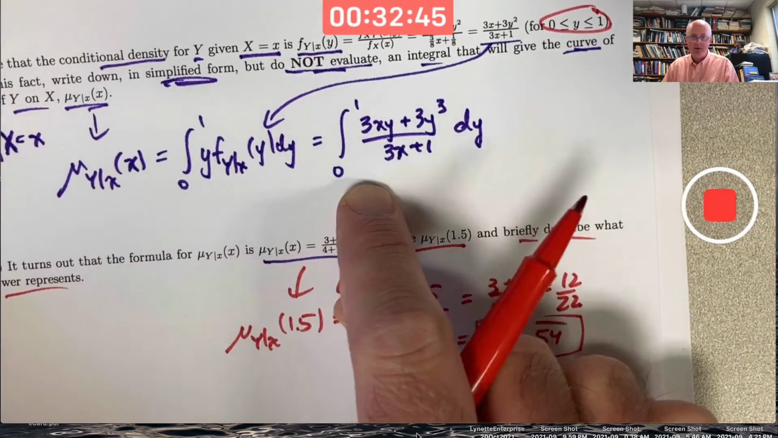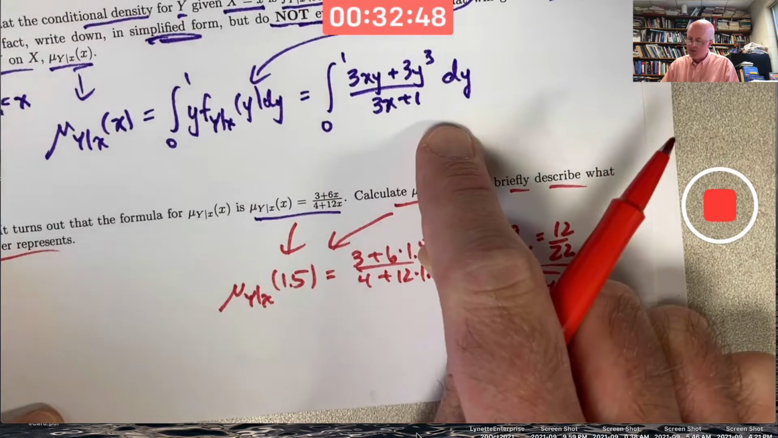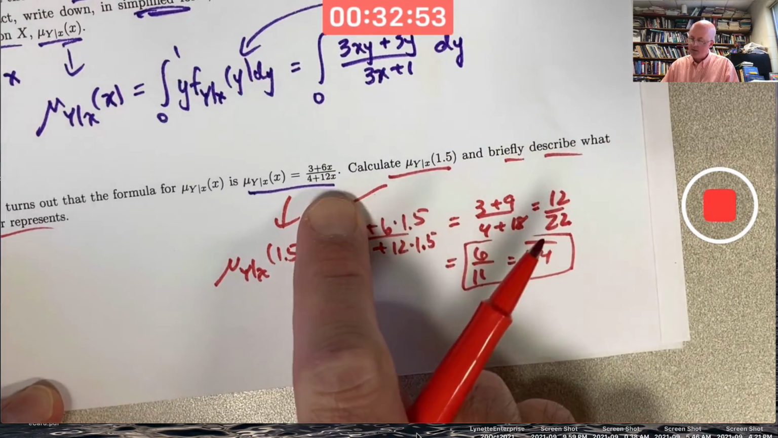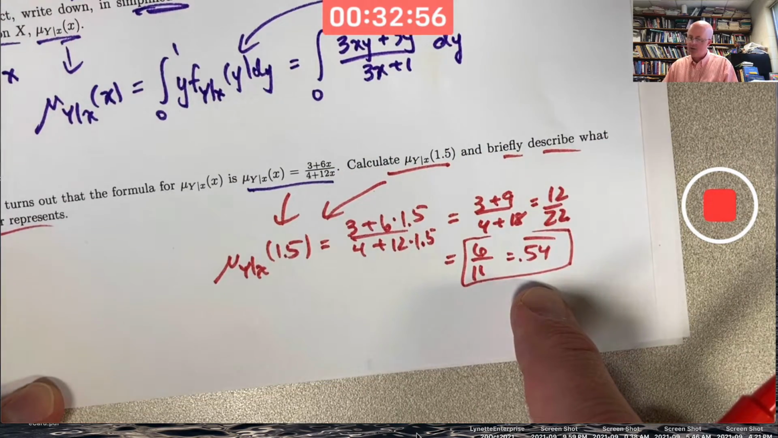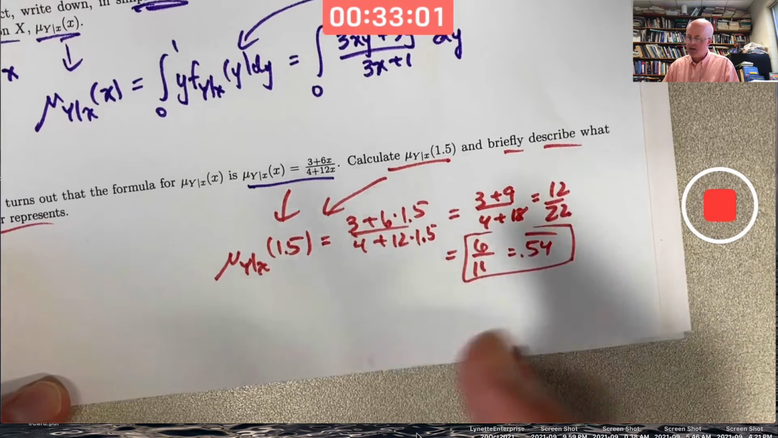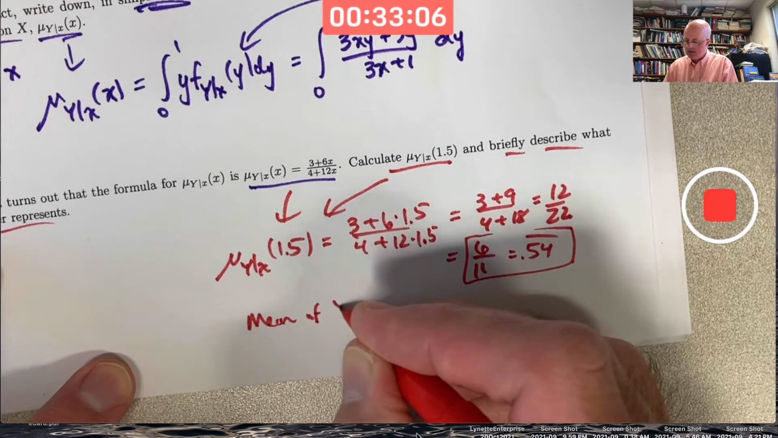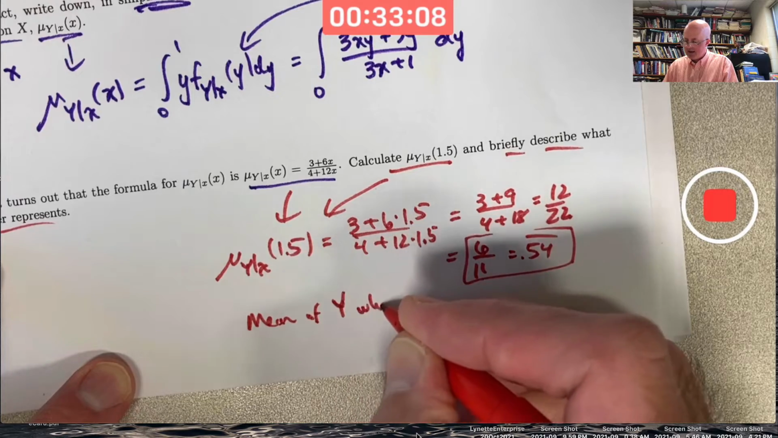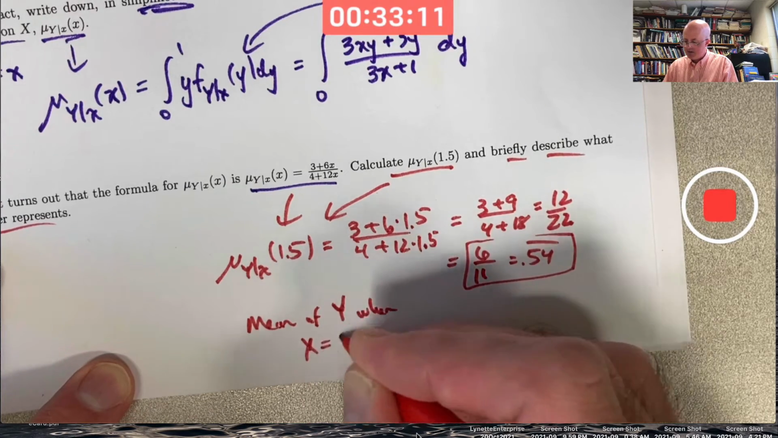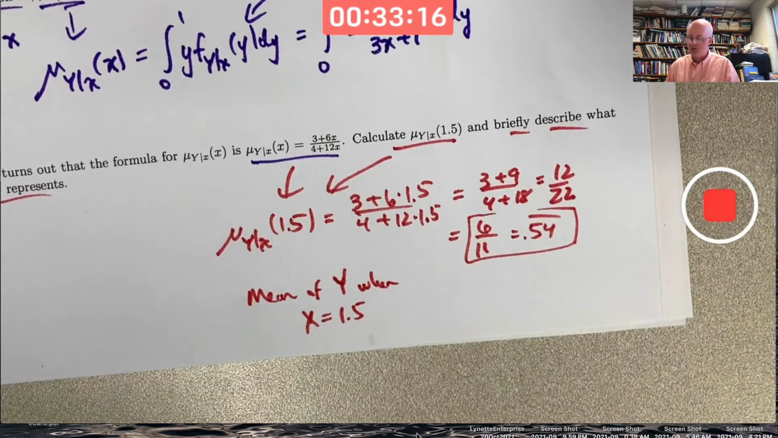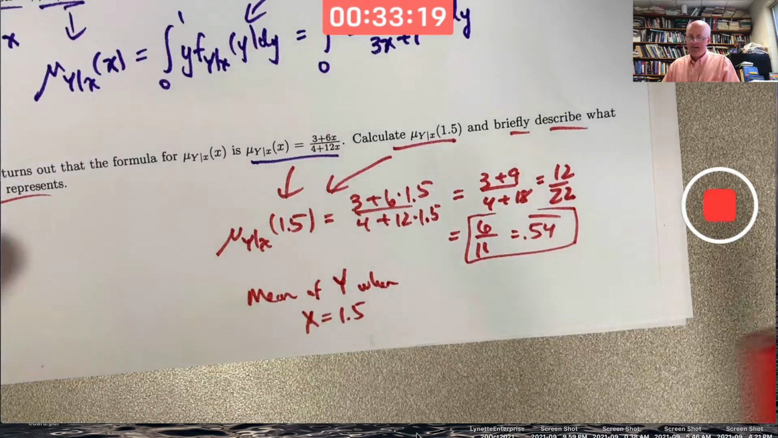And here's the mean that we just found. Well, we just wrote the formula for it. Here's its formula. This is the formula involving an integral. This is the simplified formula. This is what it evaluates to when x is 1.5. So yes, this is the mean of y when x is known to be 1.5. To be more precise, it's the mean of the conditional random variable y given x when x is 1.5. Pretty fancy stuff here.